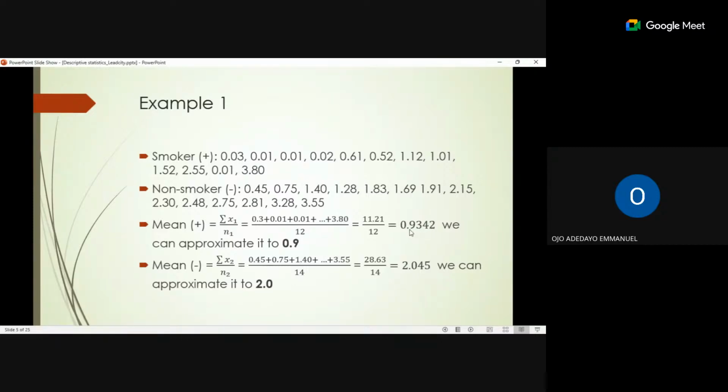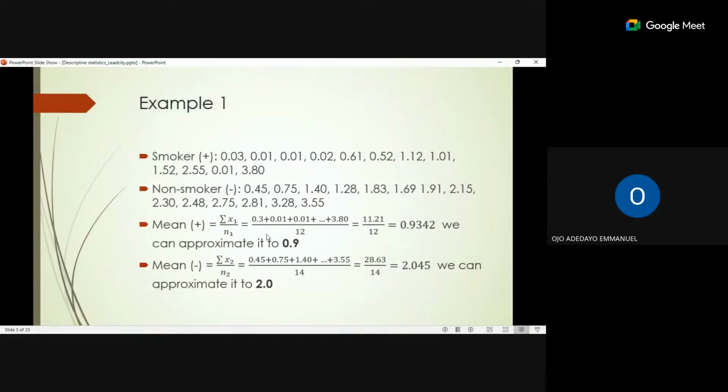So if your examiner asks you to leave this in 2 decimal places, you take the first one, then count 2 after the point. If the examiner asks you to leave it in 3 decimal places, that means after the point you count 3, which is 1, 2, and 3. So that is for that.